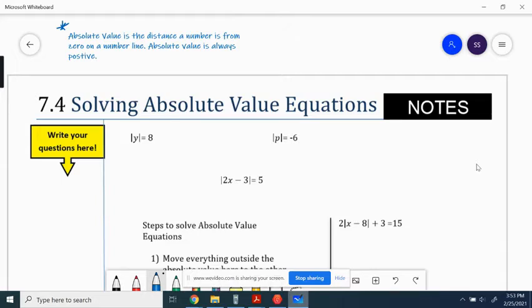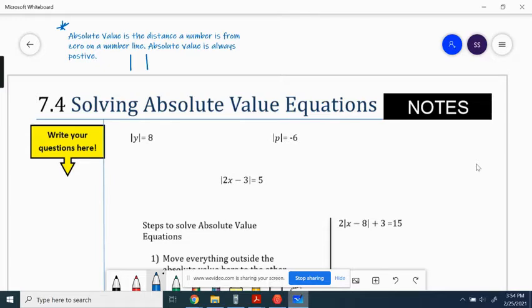Okay, so if we think about a negative number like negative 3, it is the same distance from zero as positive 3. And that's what absolute value refers to. It is just the distance from zero, and distance can't be negative. That's why it's positive. We denote absolute value by these two vertical bars.